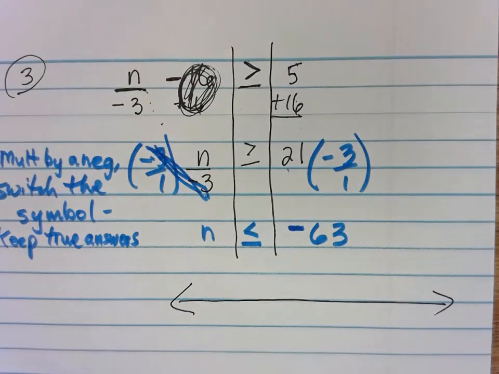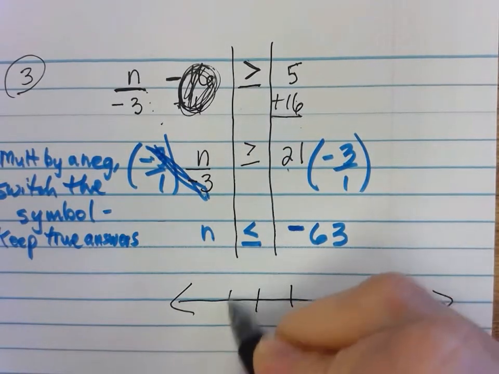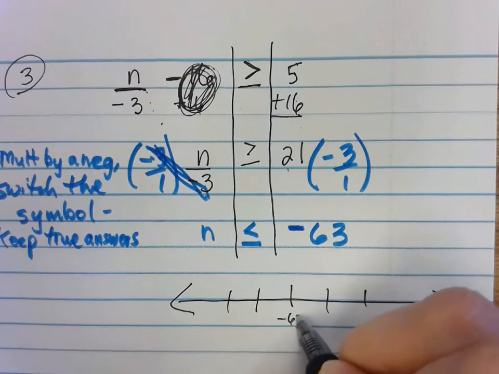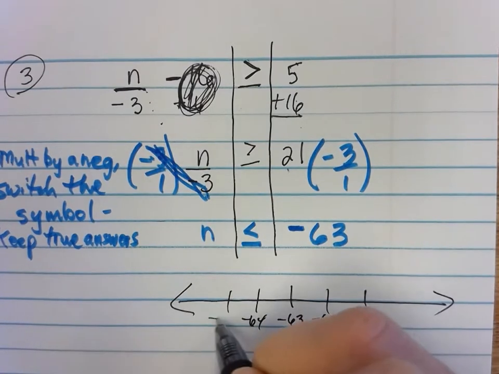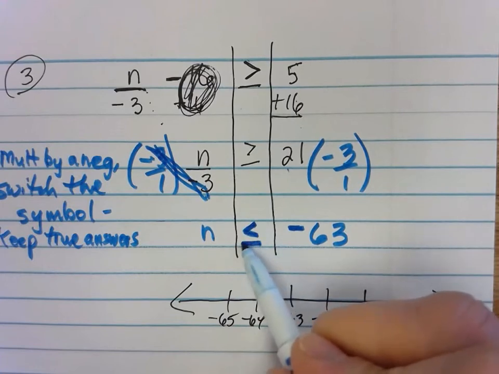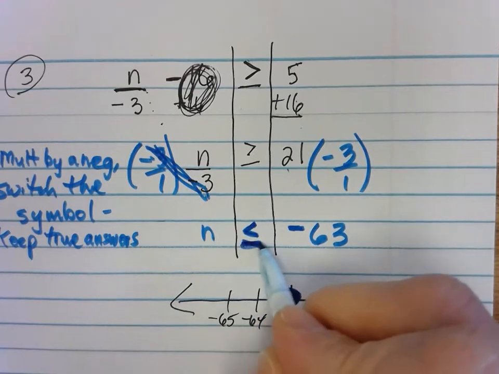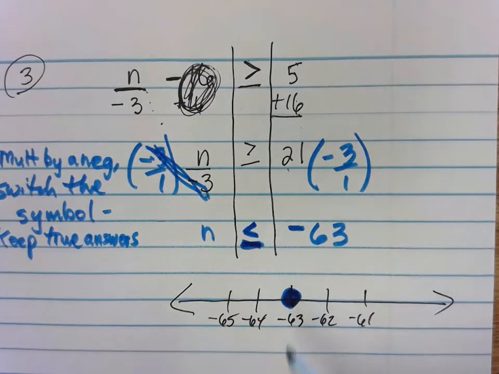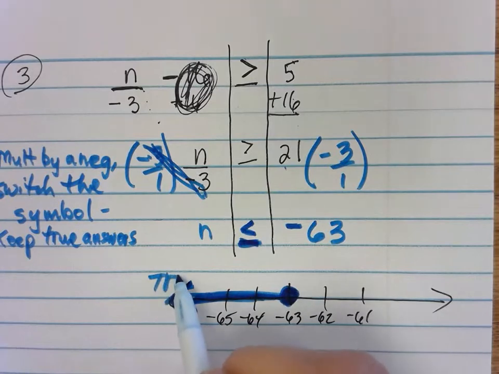All right, so here we go. So the big gold nugget is if you multiply or divide by a negative, switch that symbol around. So let's see, we got 1, 2, 3. So that's -63, -62, -61, -64, -65. All right, so since that is a less than or equal to, we're going to come here and have a closed in circle. Anytime you got the equal to part on there, you close her in. Less than's going this way. And of course all these coming down this way are the true answers.